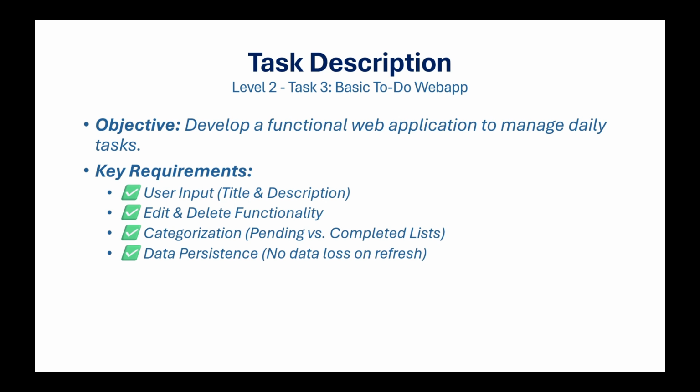The key requirements for this task were: user input. The app must accept a title and a description for tasks. Edit and delete. Users should be able to modify or remove tasks easily. Categorization. There must be a clear separation between pending and completed lists. Data persistence. This is crucial. The app must save data so that no tasks are lost when the page is refreshed.